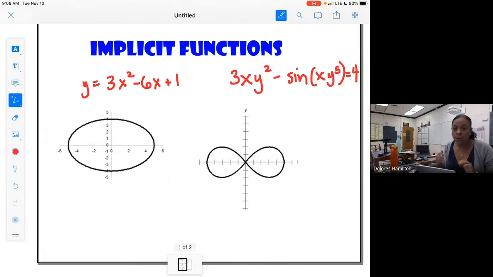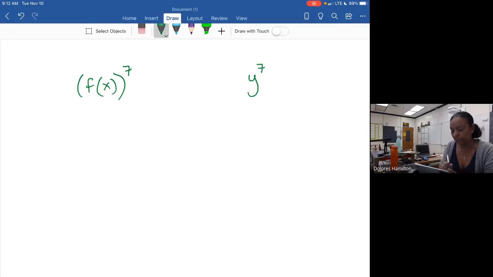So what we're going to do in this section is learn how to differentiate these so we can still find slopes of tangent lines, but we're using a technique called implicit differentiation. The first thing we need to remember is that we are treating y as a function of x. So if I'm deriving with respect to x, I need to treat y as a function of x. Let's see what that looks like side by side.